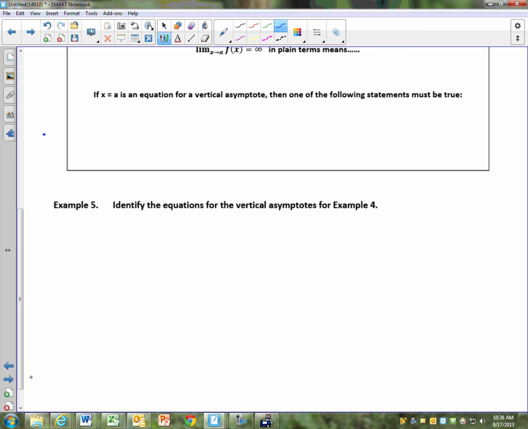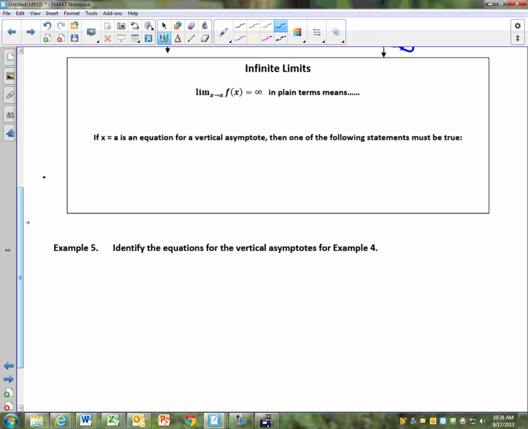All right. So last thing is this, okay? We don't really need to fill this out here, other than this part. The limit as x approaches a of f of x equals infinity, what that means in plain terms is as x approaches a, the output gets really big.